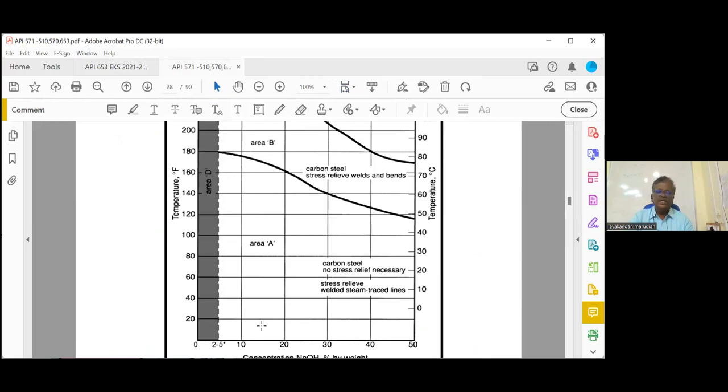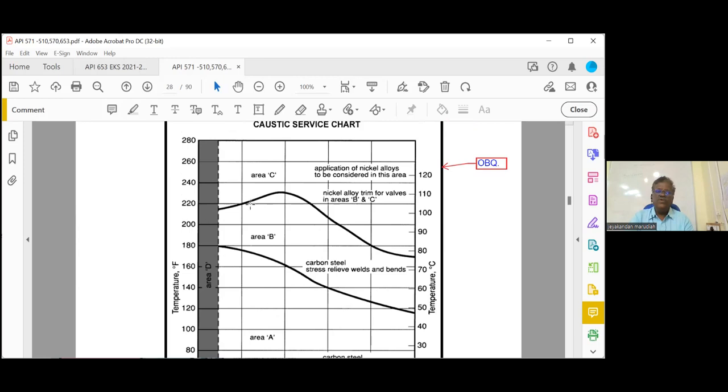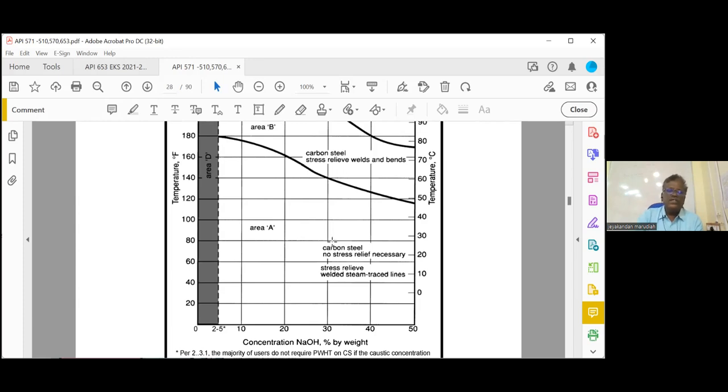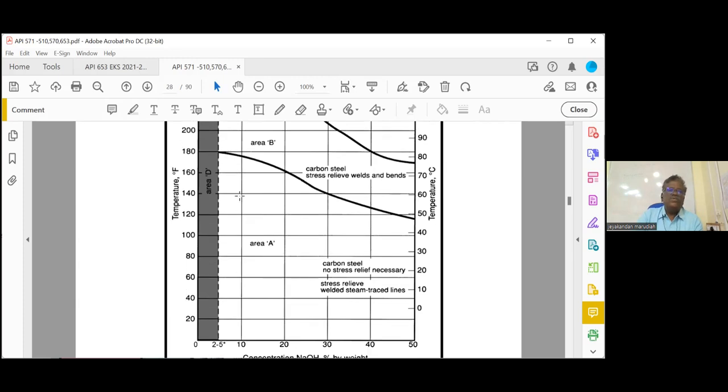170, see, if your percentage and temperature follow below this line, without PWHT. Between these two lines, anything that follows this line, carbon steel with the PWHT. Anything that follows above this line, nickel. So what is your question? Ask 170, concentration 10 and 170. So 10 is here, 170 will come here, so no PWHT required. Because if 171, then PWHT we have to go for. Yes.